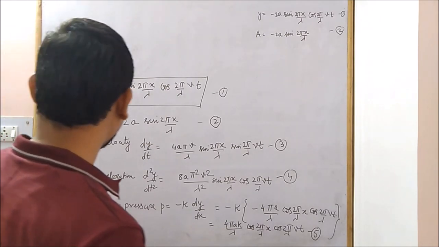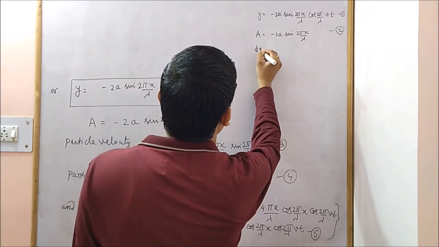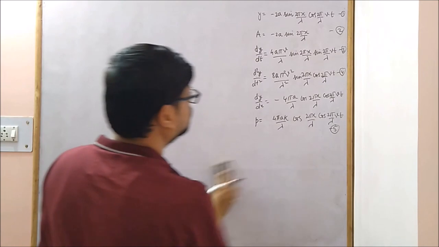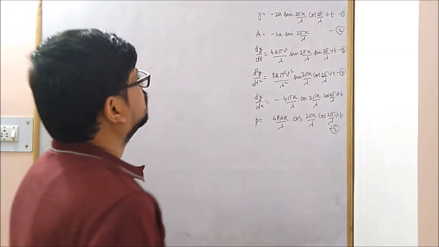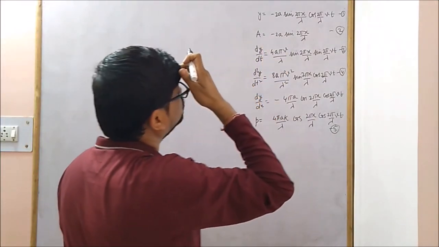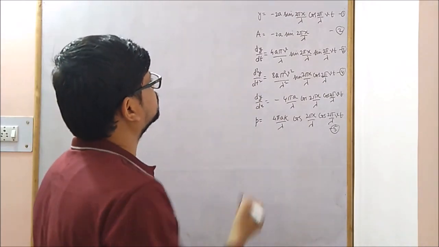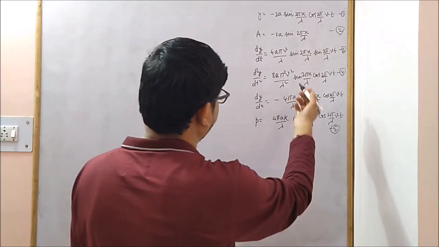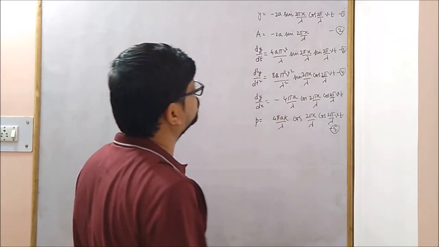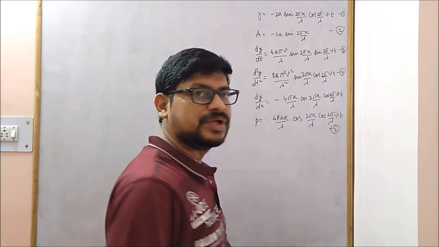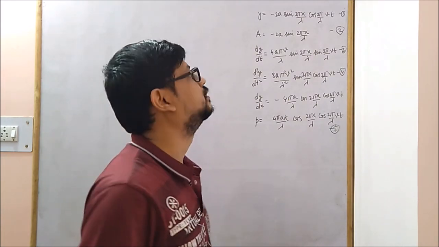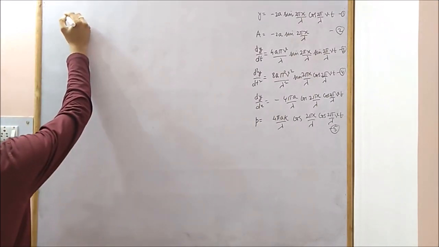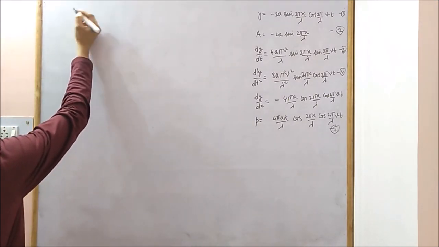So now in each of them we can see that the displacement, the amplitude, the particle velocity, the particle acceleration, the change in pressure, all depend on the position x and the time t. So now, change with respect to position.